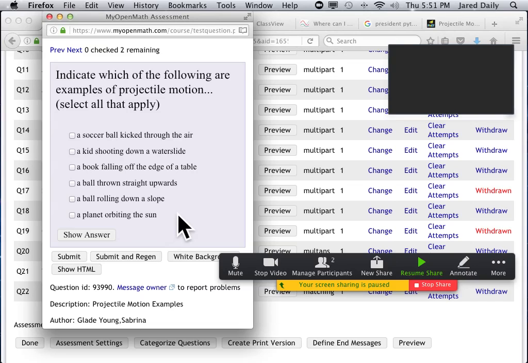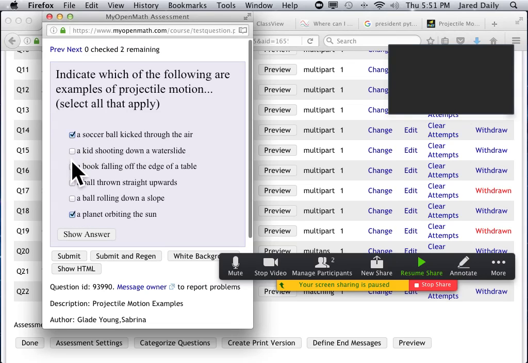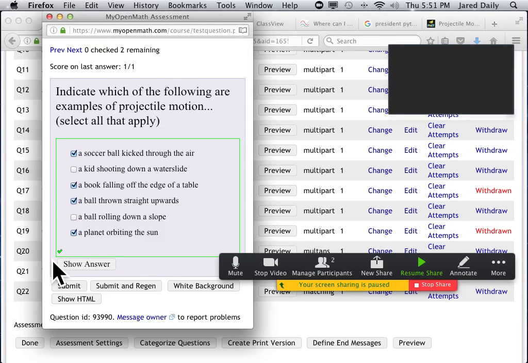So that's a good question. Let's check. Planet orbiting the sun, soccer ball, a book falling off, ball thrown straight upwards. Let's see. It is. They're counting it as one. Some books would, some books wouldn't, which is why I wanted to check it. But it is a free fall. It's just a free fall in space, right? It has a constant forward motion, and then it has a falling motion, which makes it fall around the sun.